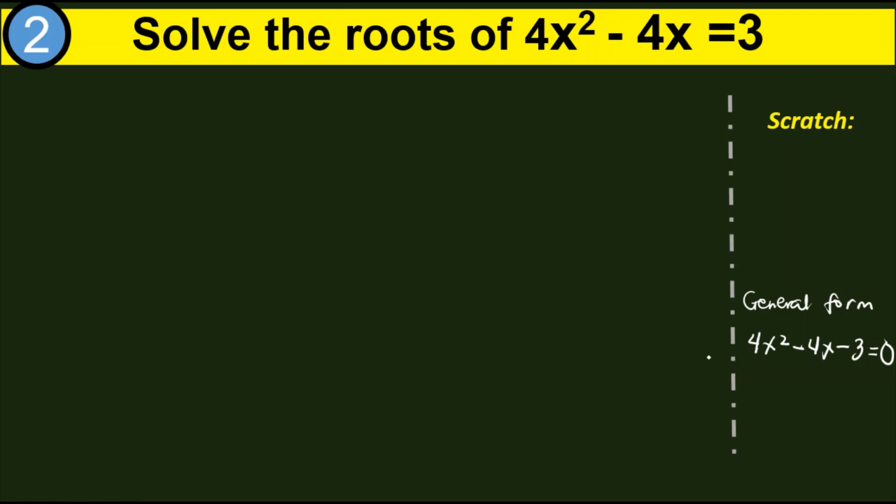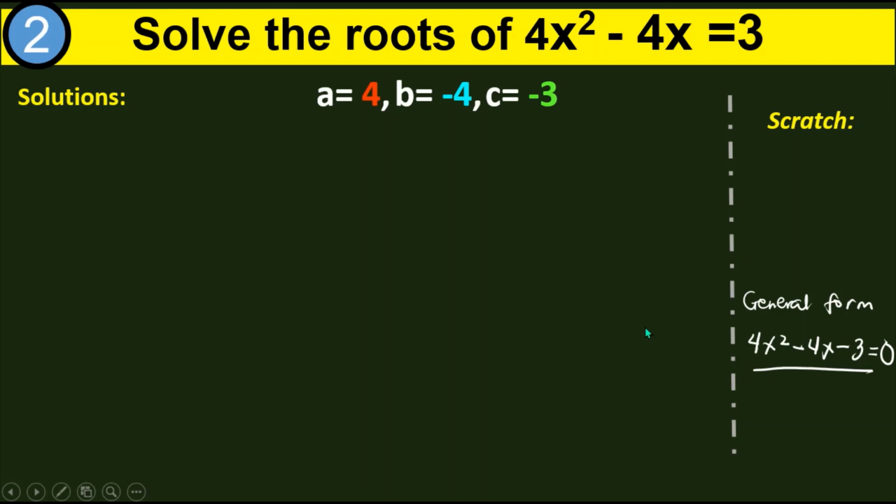Okay, kapag naka-general form na, we are able to find the values of a, b, and c. Here, a is equal to 4, b is equal to negative 4, and c is equal to negative 3.